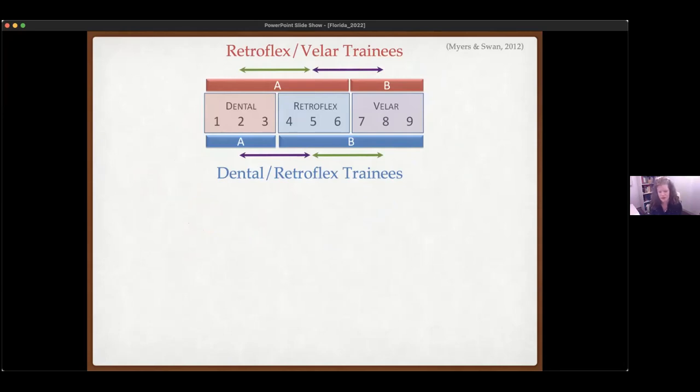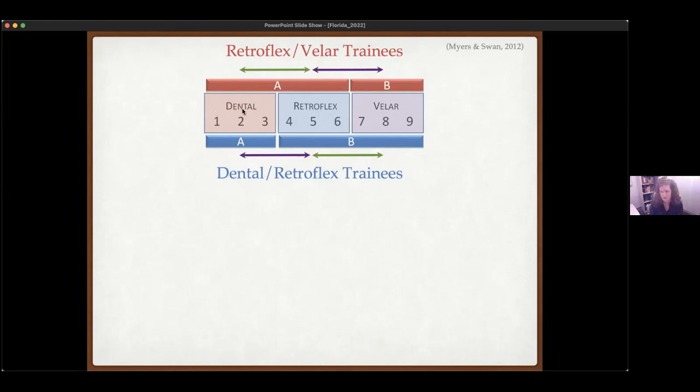And just to account for the fact that all of these sounds aren't created equally, what we ended up doing is basically dividing our subjects into two different groups and training them on two different boundaries. So if you were a retroflex-velar trainee, you were trained that all of these sounds belonged in the A category, and this one belonged in the B category, just kind of like English actually, right?